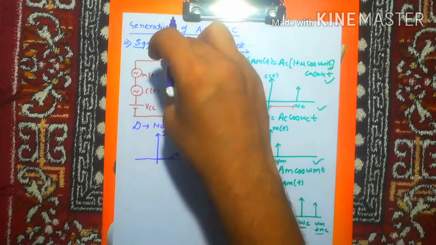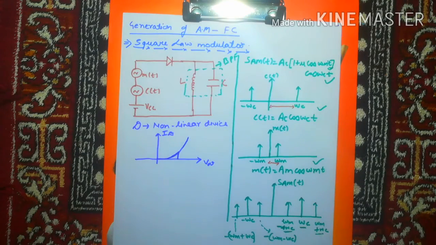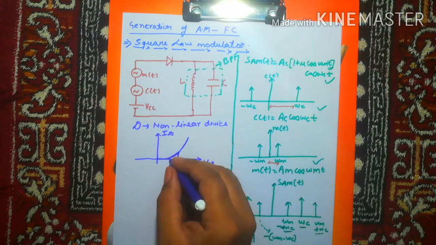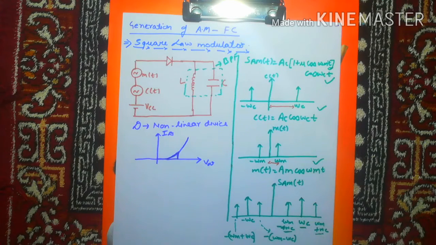So for the diode here, we are setting the Q point such that this diode always works in a non-linear region.